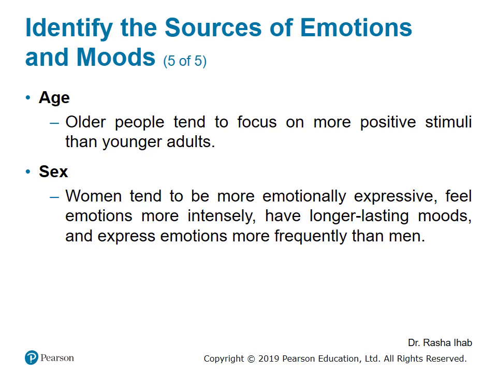They have more intensity in their emotions. When they love someone, they really love him or her. When they are angry, they are really angry, or sad. And their mood lasts for a longer period of time than men. So there is a difference in the mood between women and men.